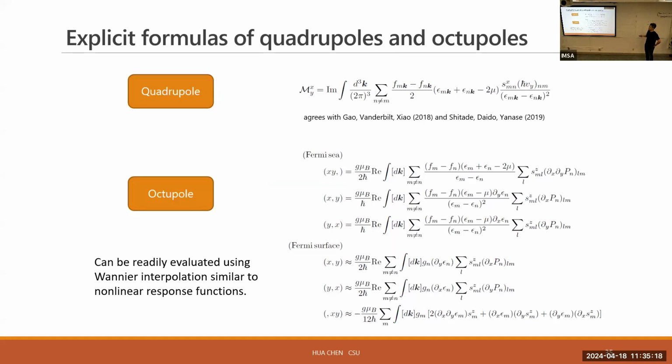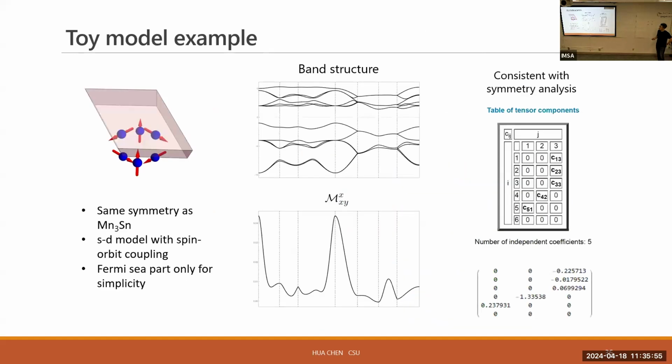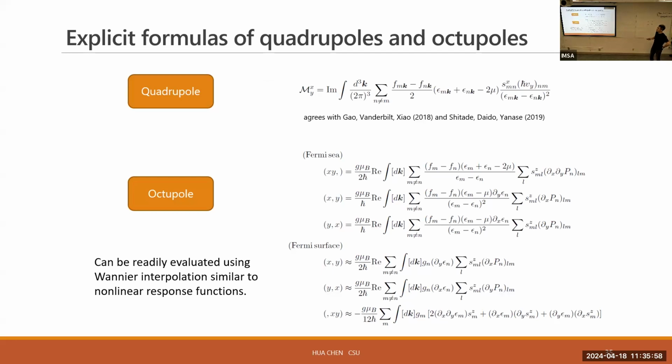You can translate that to more manageable formulas for model or DFT calculations. This is quadrupole, this is octupole. For octupole moments in particular, many of the quantities here have already been considered in the literature of nonlinear response. So people have already formulated the DFT calculations of these matrix elements, these wave function geometry dependent quantities. Our collaborator, Professor Wang Yu, has already implemented these formulas in his DFT code.